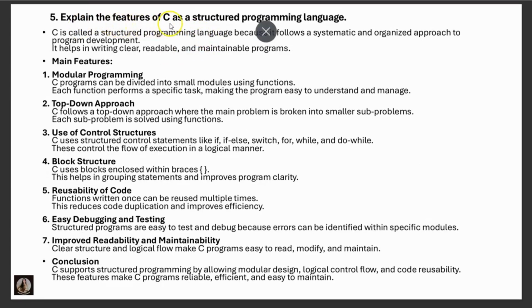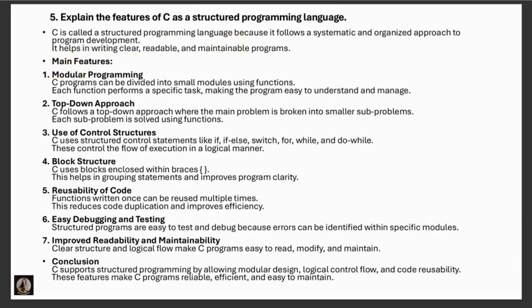Explain the features of C as a structured programming language. C is called a structured programming language because it follows a systematic and organized approach to program development. Structure means it follows the systematic and organized approach to develop a program. That is why we call it structured programming. It helps in writing clear, readable and maintainable programs. If it is in a systematic structured way, we can write it clearly, we can understand it easily by reading, and maintenance is very easy.